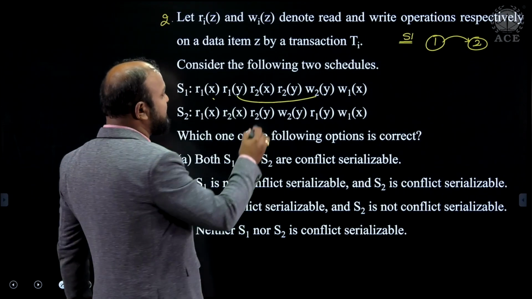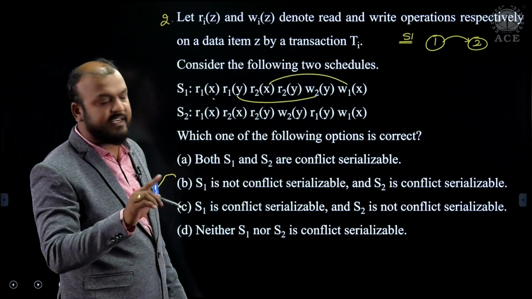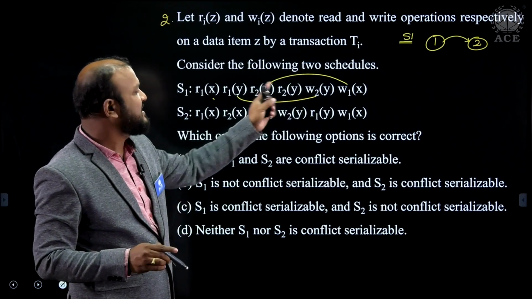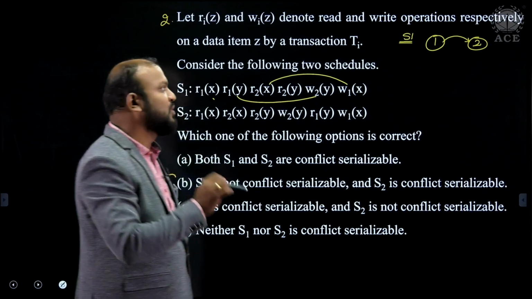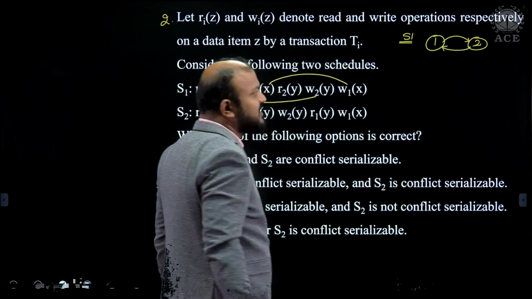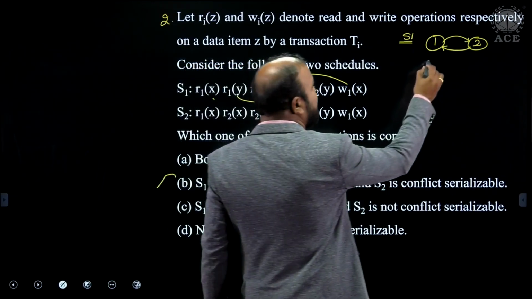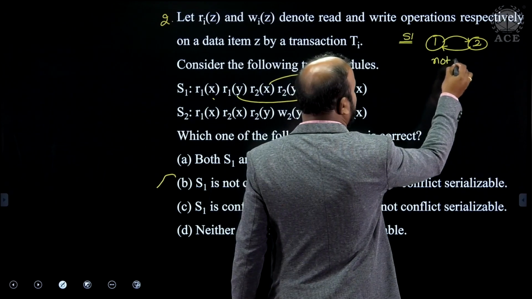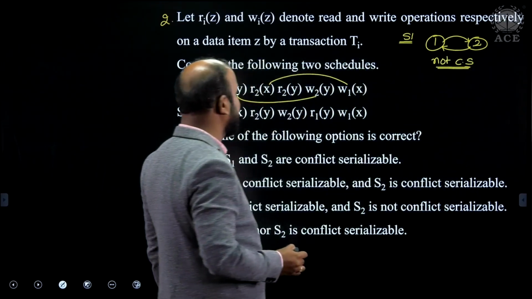Look, R2X is going to conflict with W1X. This is again a read write conflict on the same data item X by the different transactions 2 and 1. Now, the conflict is from 2 to 1. Then draw an edge from 2 to 1. Because the precedence graph does have a cycle, the schedule is not conflict serializable. We can say it is not CS.